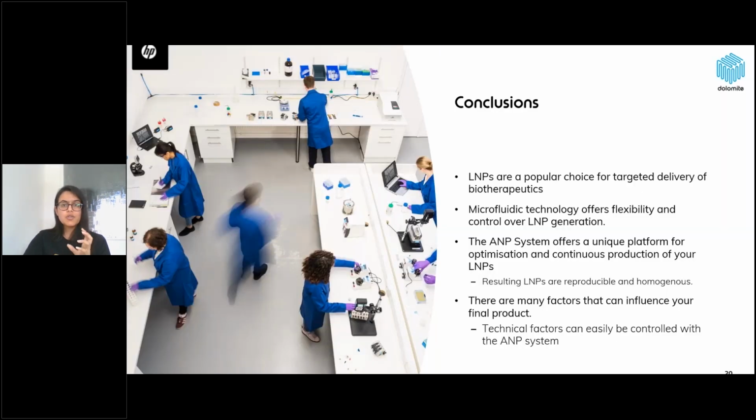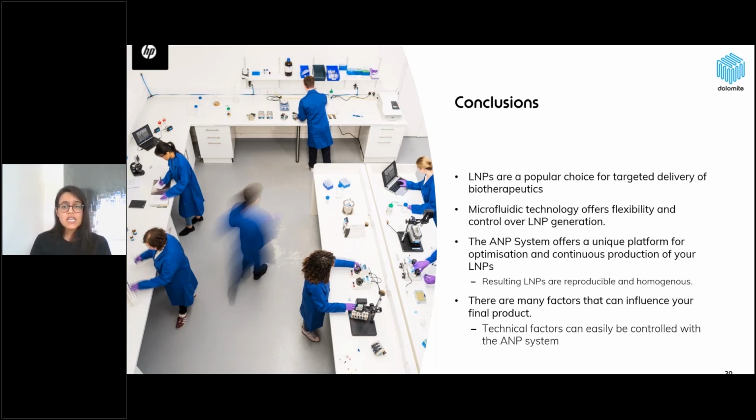So in conclusion, we can say that lipid nanoparticles are a popular choice for targeted delivery of biotherapeutics. Microfluidic technology offers flexibility and control over lipid nanoparticle generation. The automated nanoparticle system offers a unique platform for optimization and continuous production of your lipid nanoparticles. And obviously the resulting lipid nanoparticles are very reproducible and homogeneous.